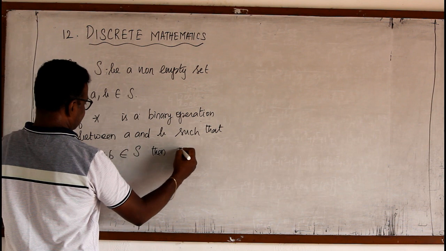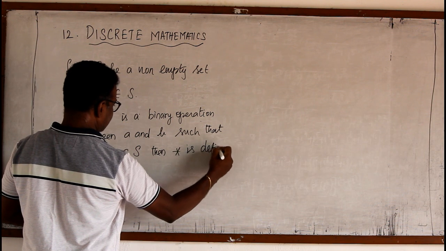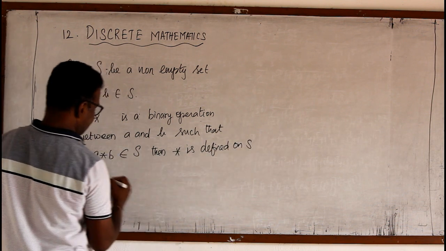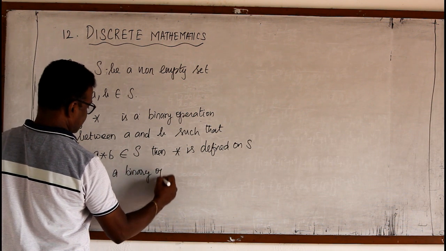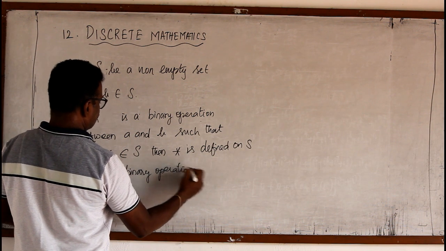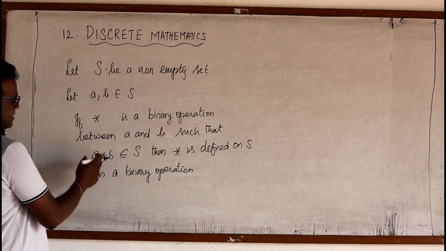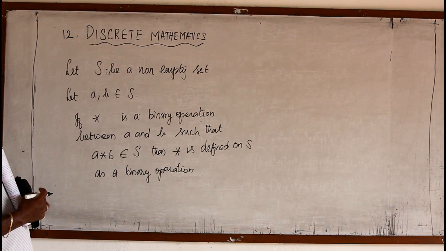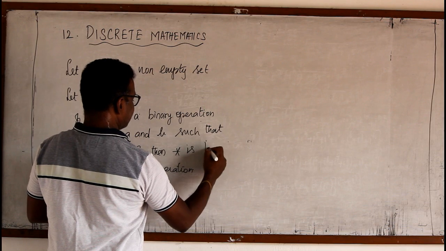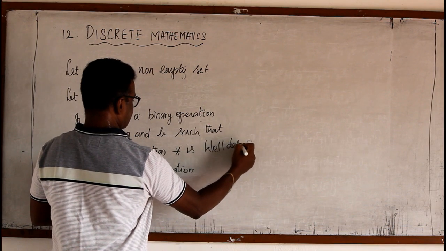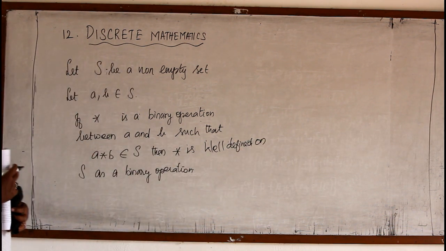Then we say star is defined on S as a binary operation. So if star is a binary operation, that means operating between any two elements such that the result is also in S, then we say star is well defined on S as a binary operation.